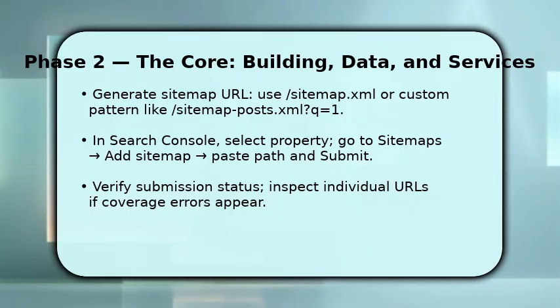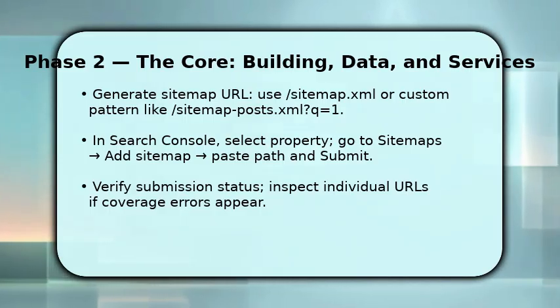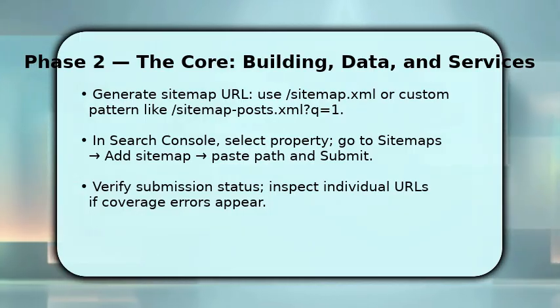Once submitted, inspect the status report and click into Coverage to check for indexing or crawl errors. If you have multiple content types, add each sitemap separately, and prioritize the main post's sitemap. This helps search.